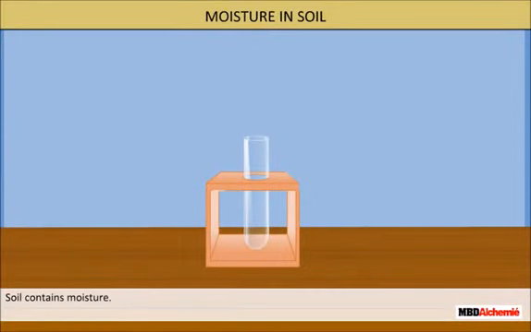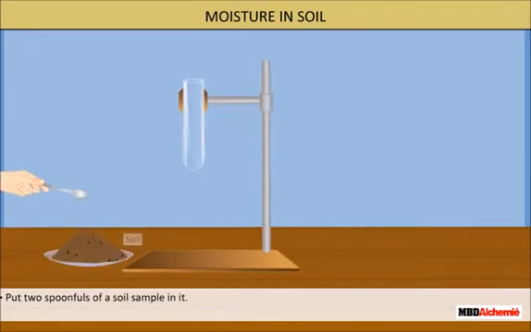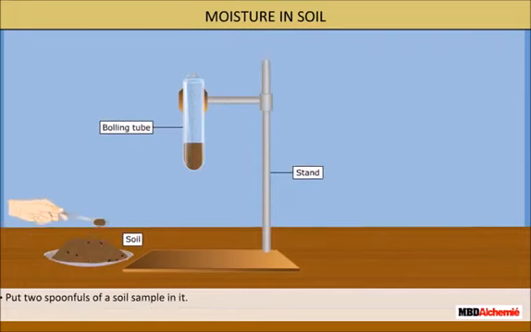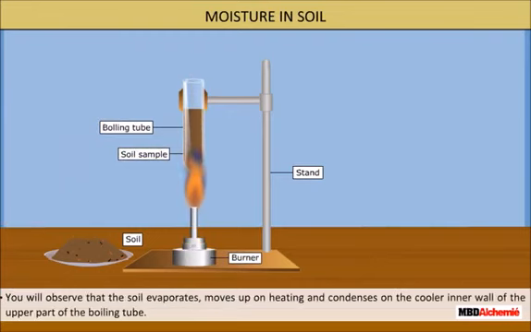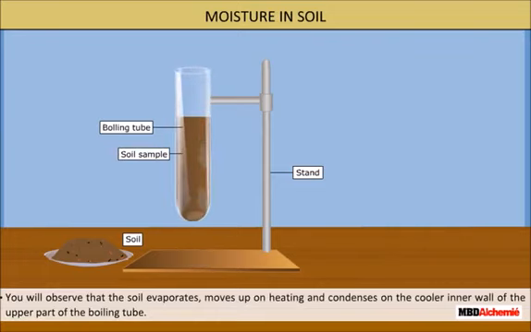Soil contains moisture. Let us do an activity to show this. Take a boiling tube. Put 2 spoonfuls of soil sample in it. Heat it and observe it. You will observe that the moisture in the soil evaporates, moves up on heating, and condenses on the cooler inner wall of the upper part of the boiling tube.